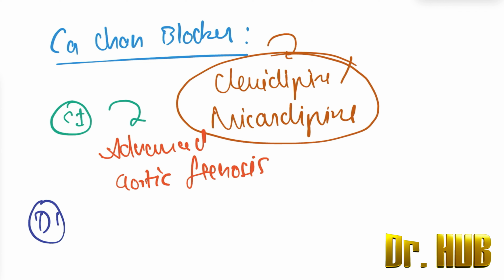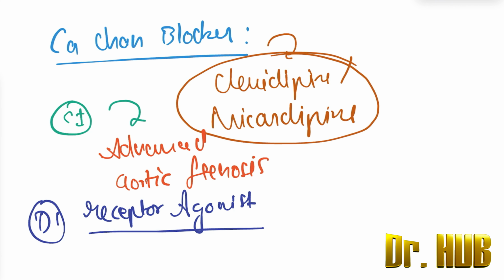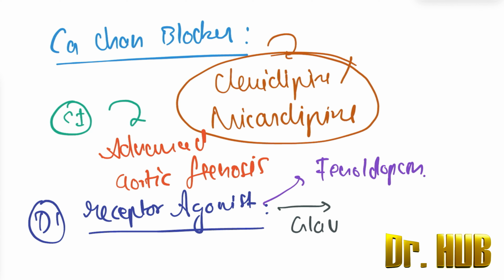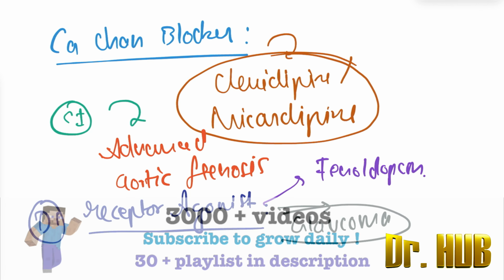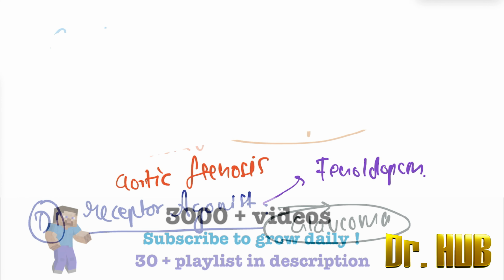Next, we will look at the D1 receptor agonist. What happens here is that the example first includes the fenoldopam. Where it is not supposed to be used is in case of glaucoma. In glaucoma, the D1 receptor agonist should be cautiously used. So the example we saw was fenoldopam.